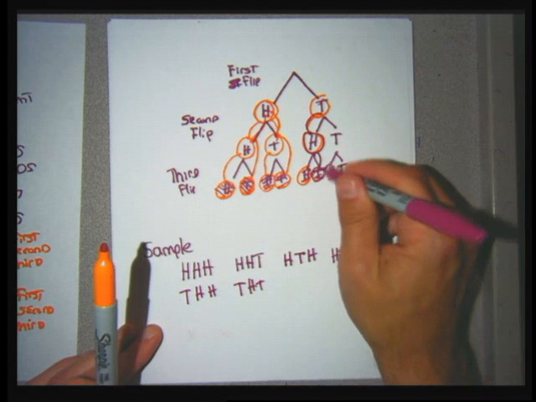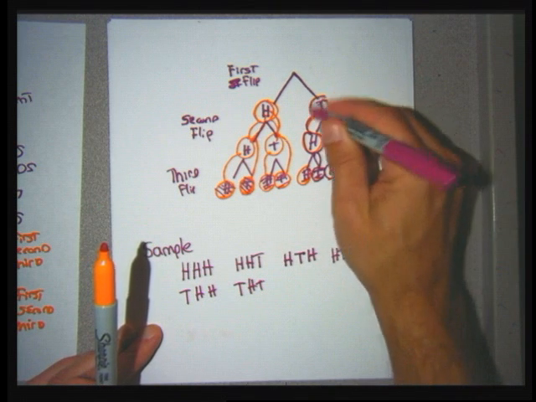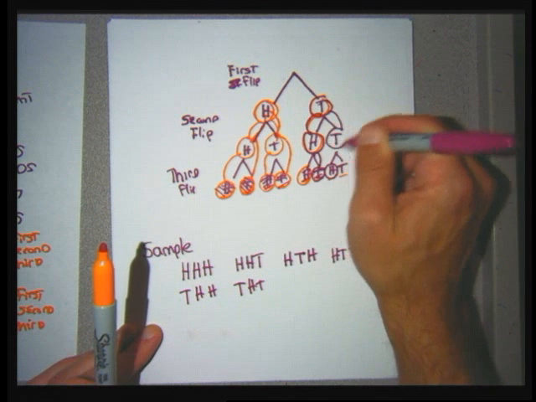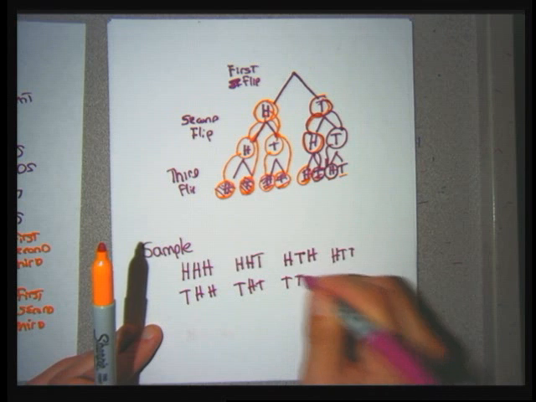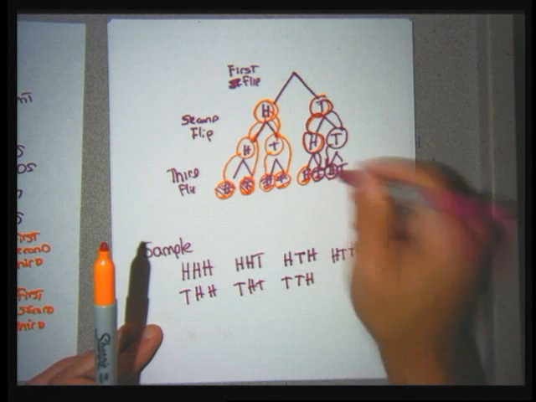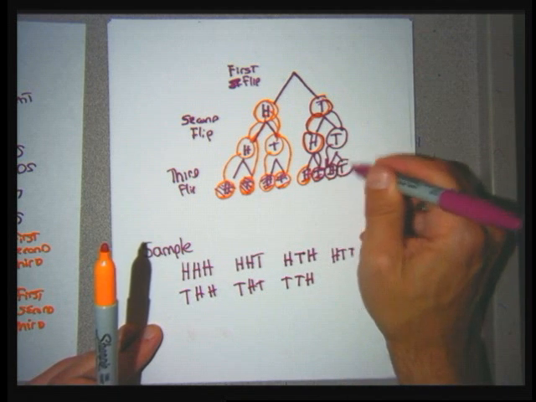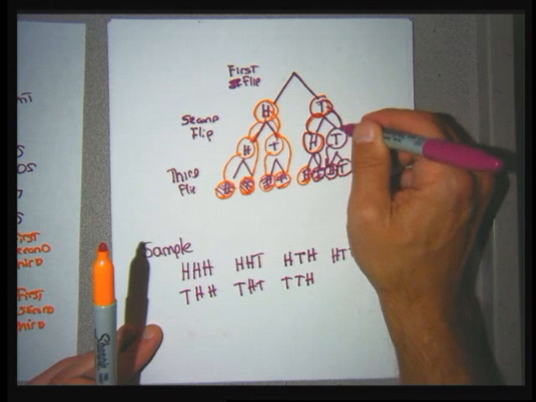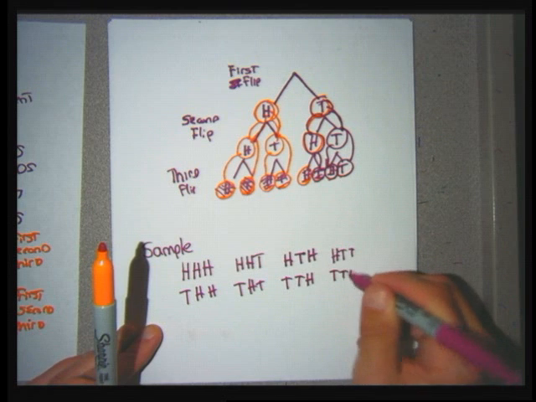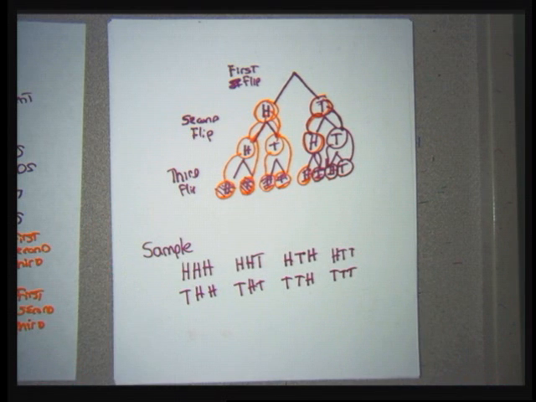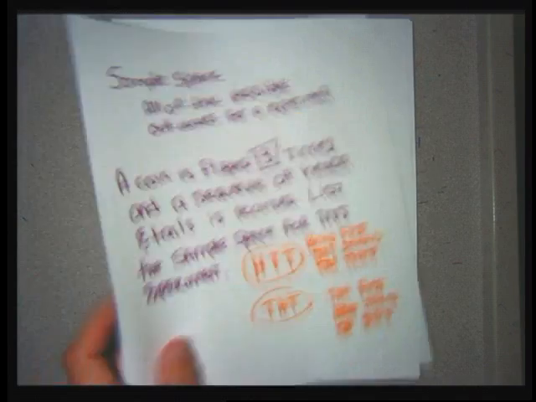I'm going to get the 7th by getting to that head. To get to that head, I go a tail on the first flip, a tail on the second flip, and a head on the third flip. And I have one more item to get to. That's this tail. You get to that by having a tail on the first flip, a tail on the second flip, and a tail on the third flip. So there's 8 elements in the sample space. So I've done exactly what I attempted to do.